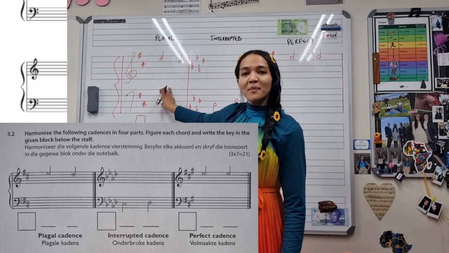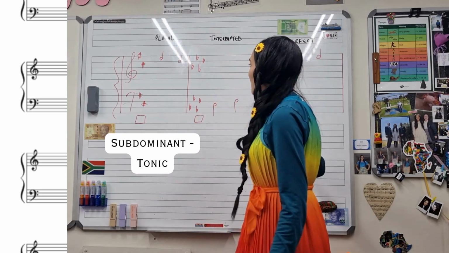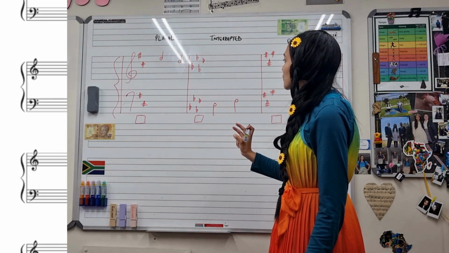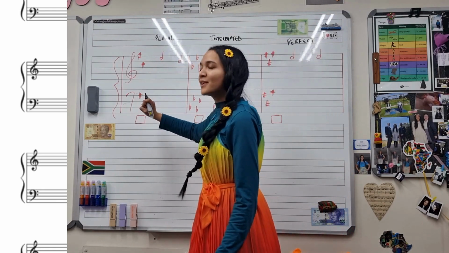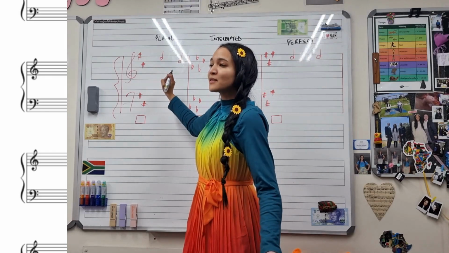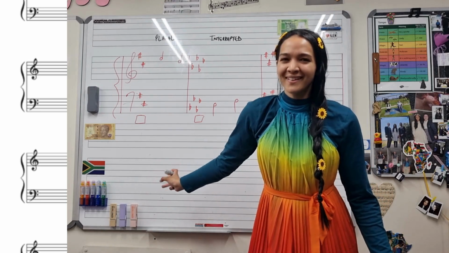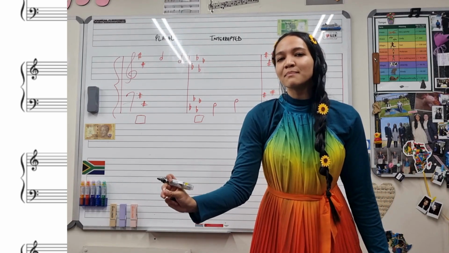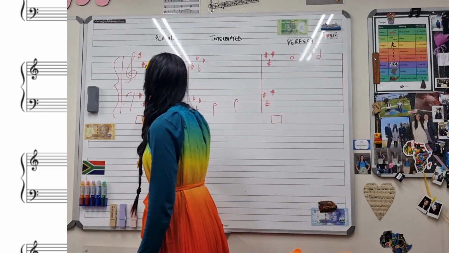Okay, so we're going to start with plagal, and of course we know that that means subdominant to tonic. Now we need to know our key, and then we need to figure our chords accordingly. So of course, if we are in a major key, we're going to figure the subdominant as a major chord and the tonic as a major chord. But if we are in the minor key, which we are here, we are going to figure our subdominant as a minor chord and our tonic as a minor chord. So we are in B minor over here.